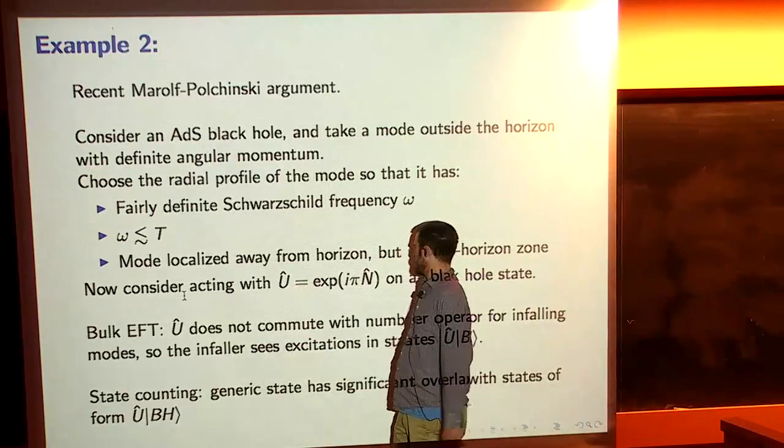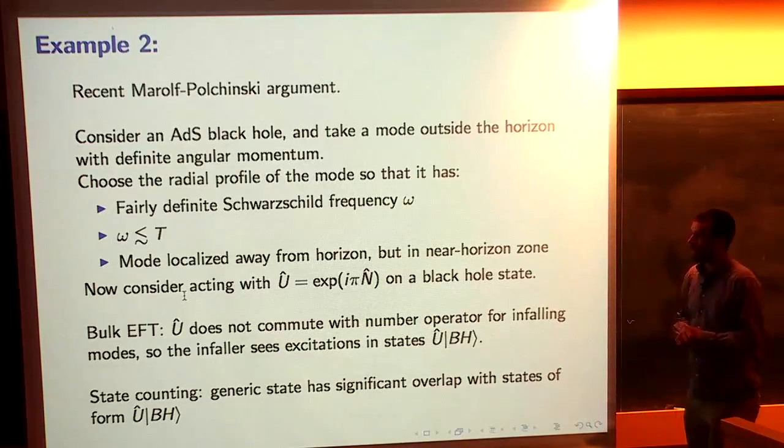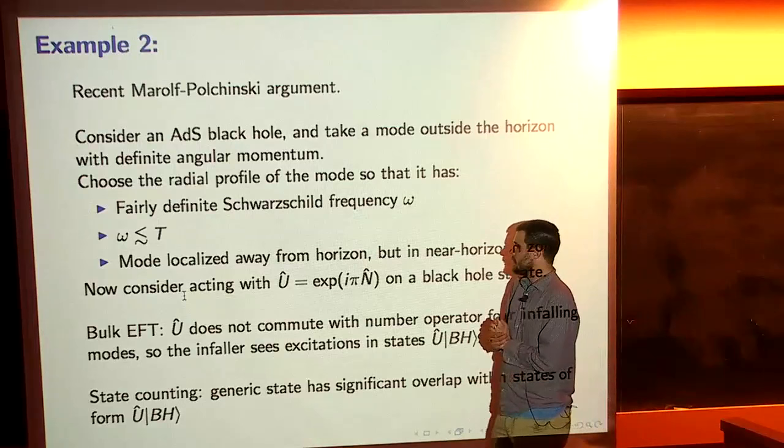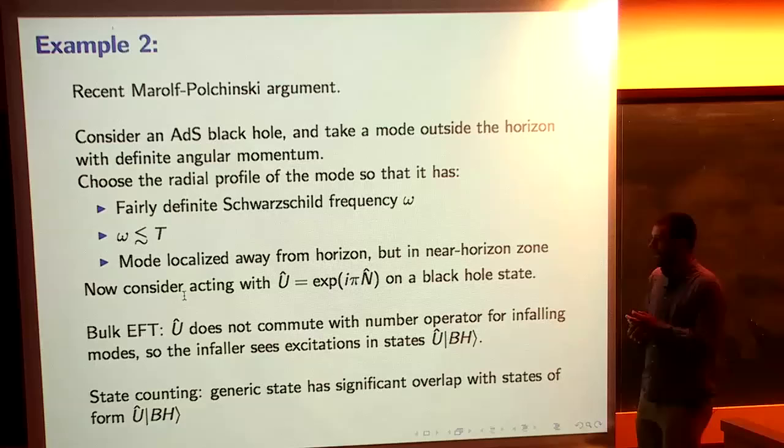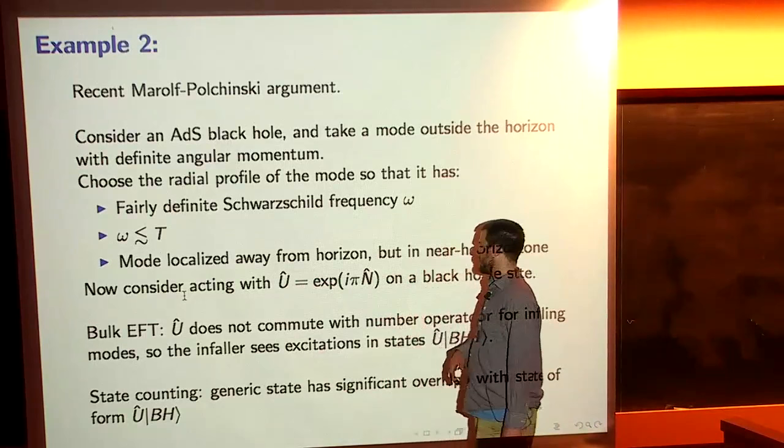And then they very quickly show that you get into trouble. So bulk effective field theory tells you that this unitary operator doesn't commute with the number operator for the infalling modes. And so if you start out in a state with no excitations in the infalling modes, acting with this U operator will put you in a state where there are excitations in the infalling modes.